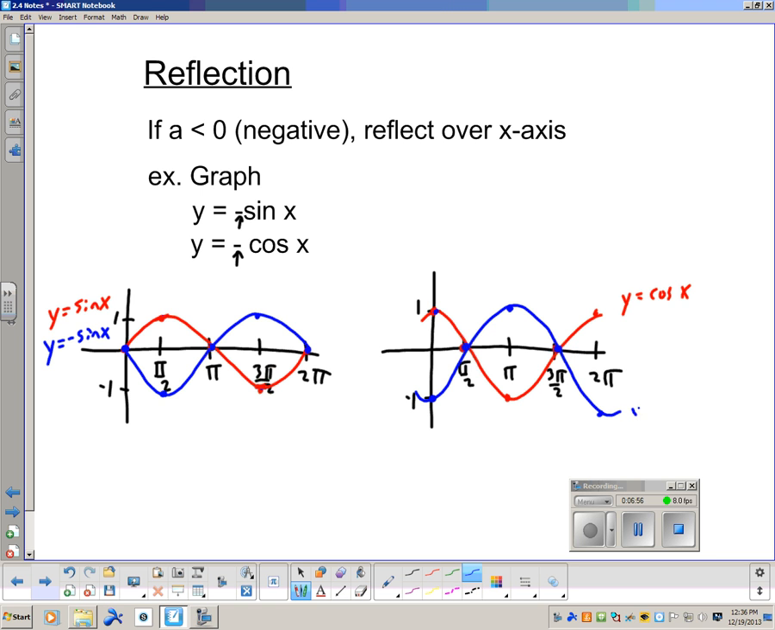So this one's y equals negative cosine x. Only that blue portion is y equals negative cosine x. So it's just flipped upside down. That's what the negative sign does.